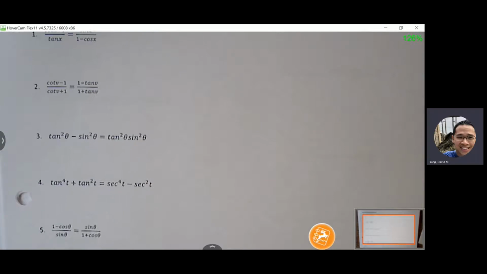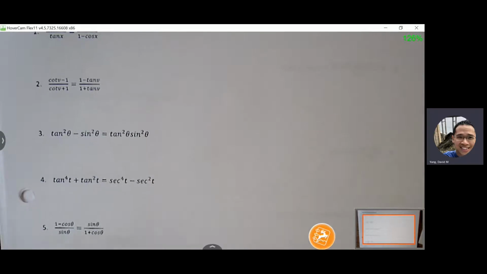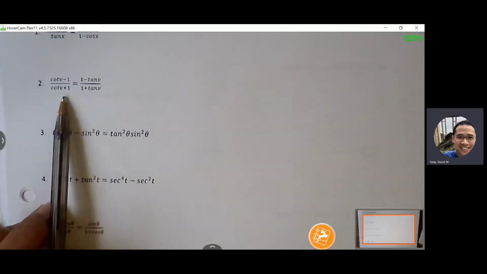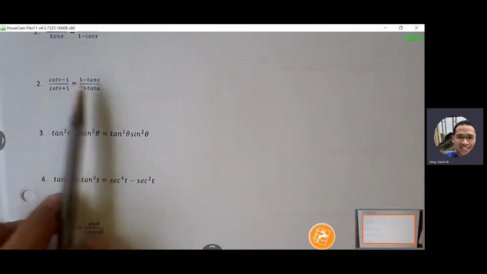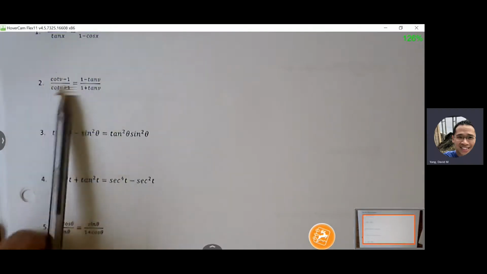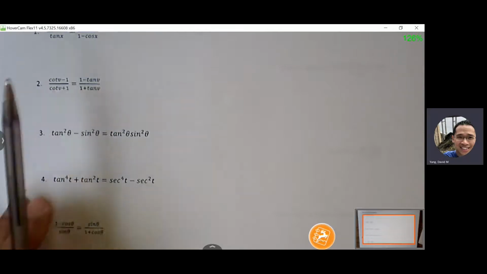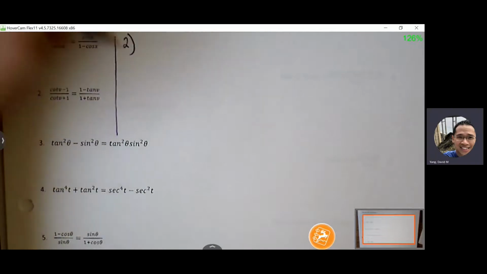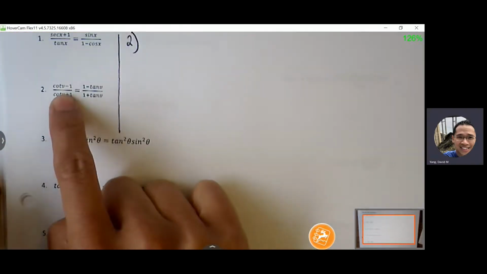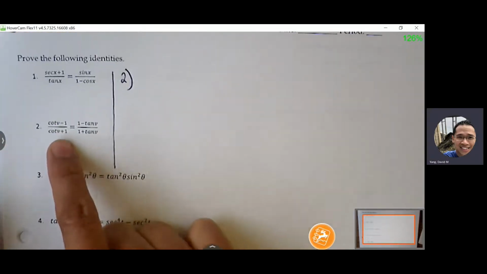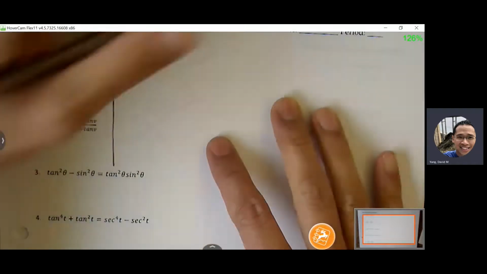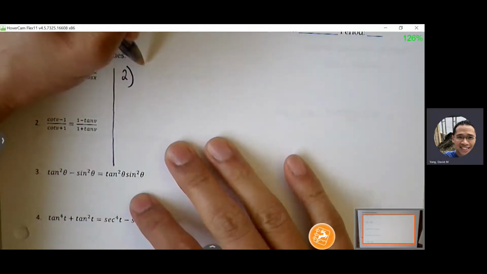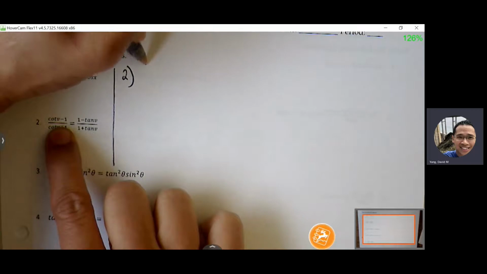Number 2, we have cotangent of v minus 1 over cotangent of v plus 1. I would like to get my trig function in terms of tangent. So what can I do with cotangent here? Yep, convert to be 1 over tangent, right? But it's going to be within the fractions, so there's going to be some common denominator, some complex fractions we have to resolve. But we can start off with this, right?